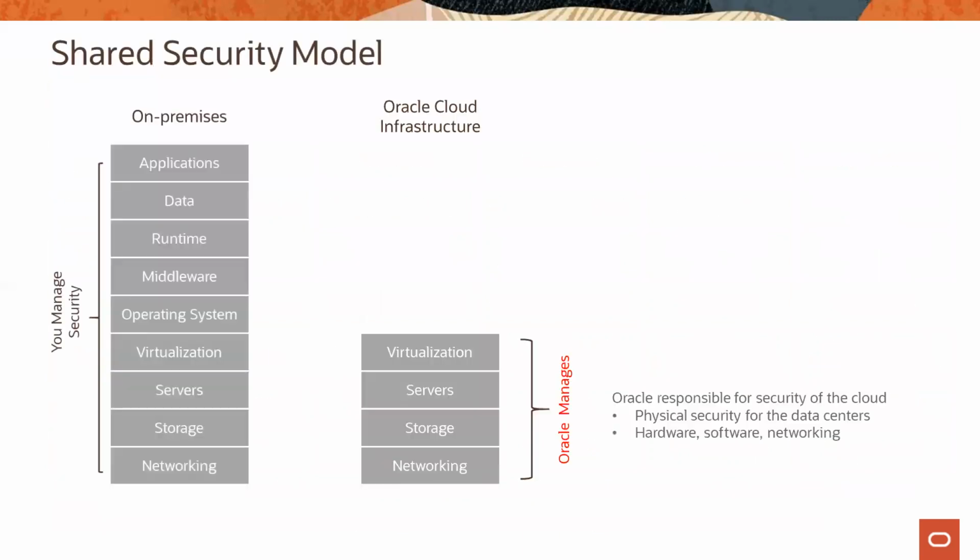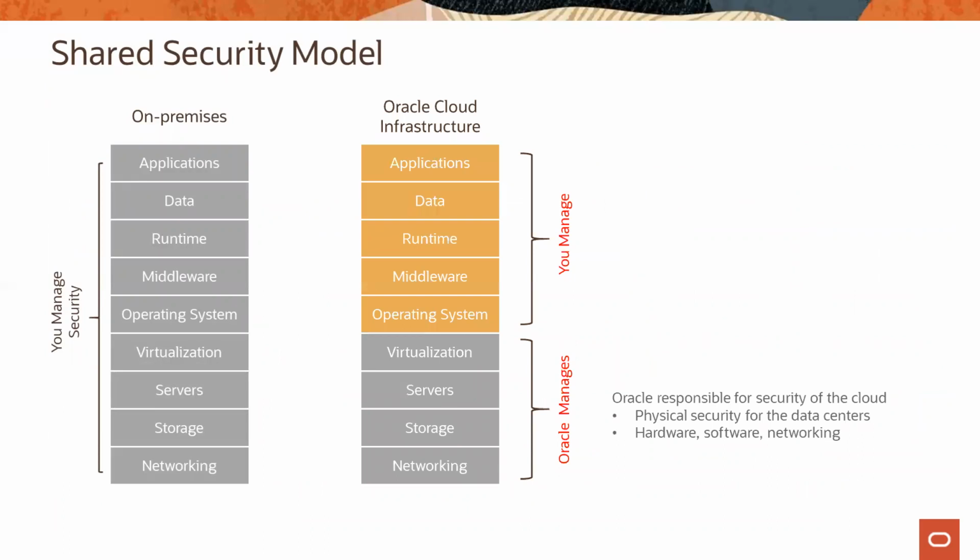Okay, so now, on the cloud, there is a shared responsibility model. Oracle manages the network, storage, servers, and virtualization. You start to manage from the operating system and everything on top of it. So you have to understand your operating system, your middleware, your application, and your data.